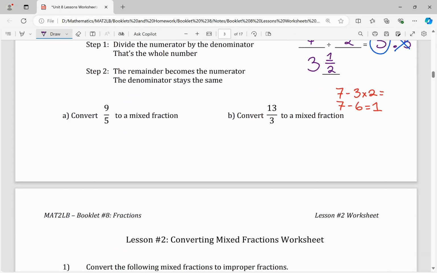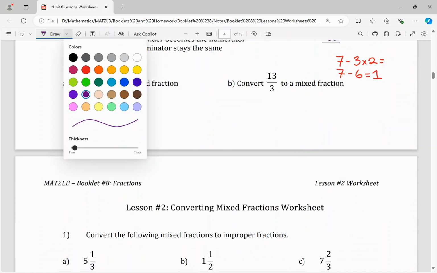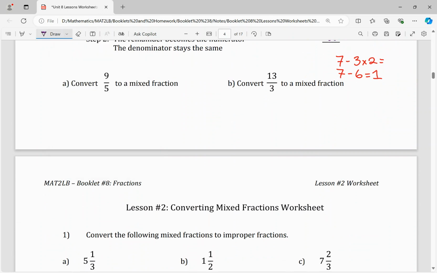That's going to take some practice, so let's do a couple more together. Convert 9 over 5 into a mixed fraction. 9 over 5, you want to think how many times does 5 go into 9? And if you struggled with the previous example, I want you to try this right now. I want you to draw 9 different dots. And I want you to find out how many groups of 5 you can make out of these 9.